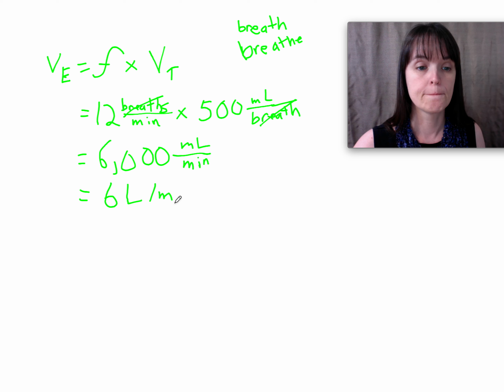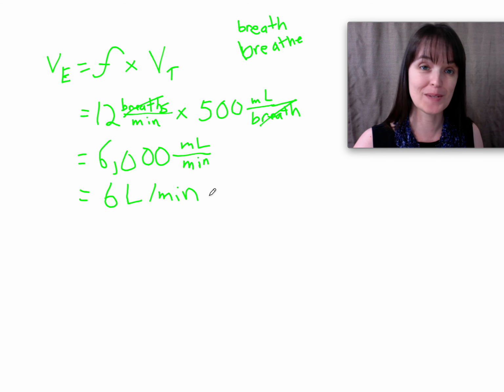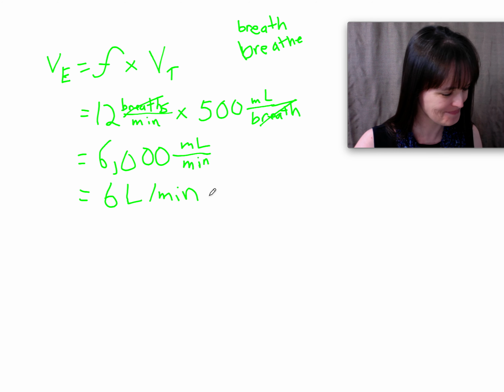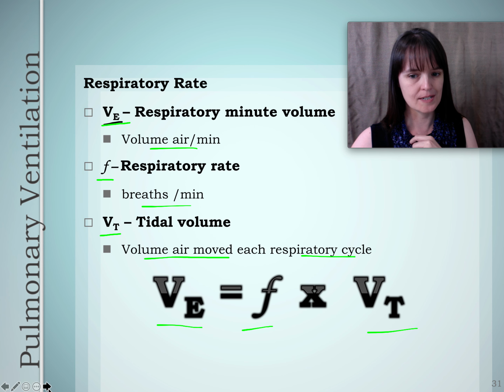And we're left with milliliters in the numerator, minutes in the denominator, which simplifies to 6 liters per minute. Isn't this exactly what we got for cardiac output? 6 liters a minute. And now the respiratory minute volume is the exact same. It's 6 liters a minute at rest. That's interesting. Okay, so moving on.